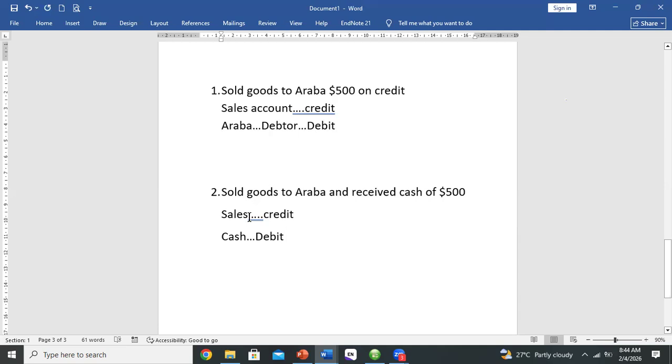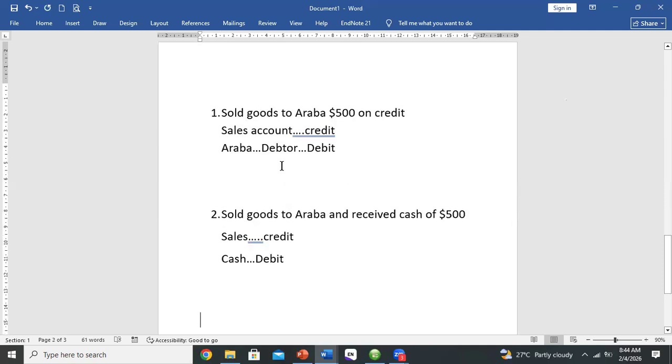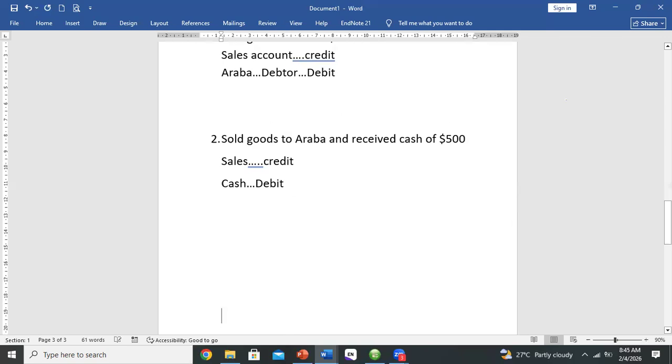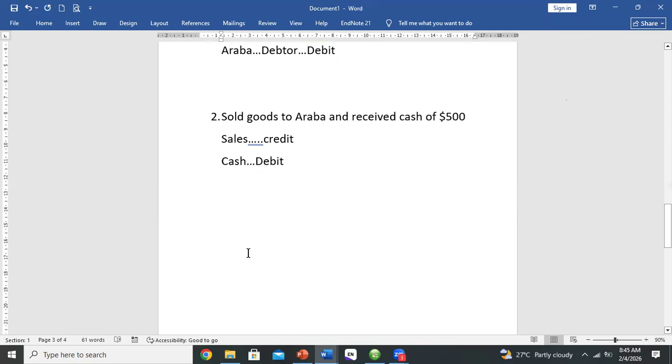So the point I'm building is that anytime you sell goods, the sales account, you credit it. It is the debit that depends on whether you sold it on credit or you sold and received cash or cheque. So I think now that I'm giving the examples, you are beginning to appreciate. Any question before I put up the next transaction?